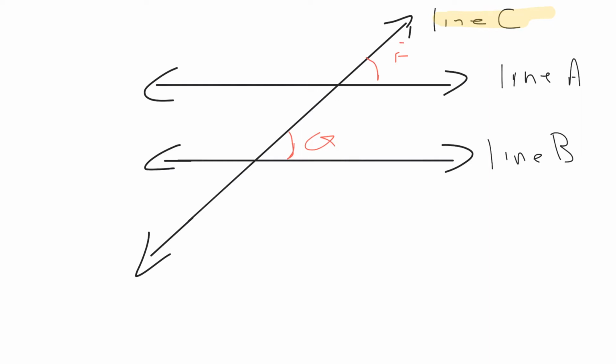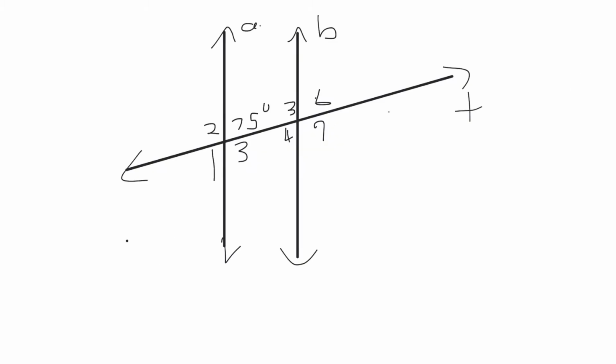So in other words, if this angle here was 45 degrees, this angle here would also be 45 degrees. So if we move to this next diagram, A and B are parallel lines, and T would be the transversal. And we have one angle that shows us that it's 75 degrees.